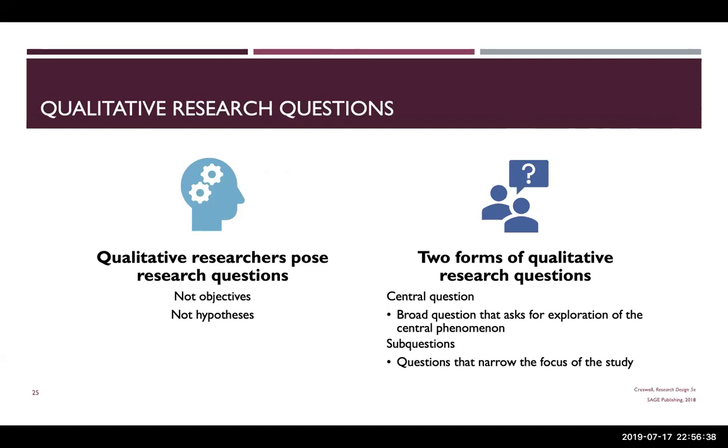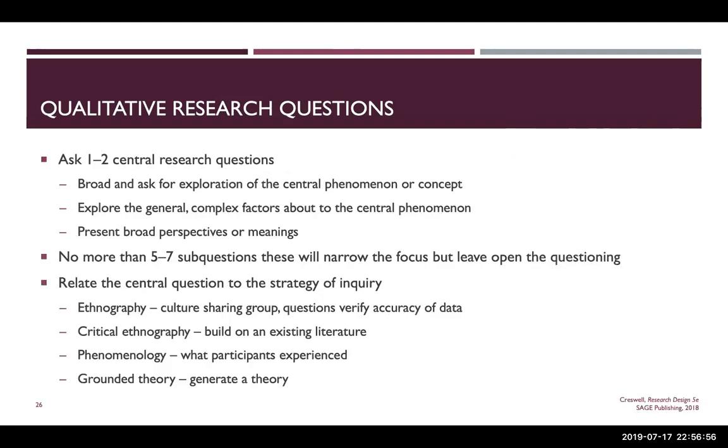Qualitative research questions don't deal with hypotheses or objectives. It's really a broad question that guides the pursuit of understanding of a phenomenon, and then the sub-questions break it down into smaller portions. Usually you have one or two central research questions that are very broad and explore the general phenomenon, with no bias, very broad, neutral perspectives. You don't want any more than 5 to 7 sub-questions. Oftentimes students will confuse sub-questions with interview questions. They're different.